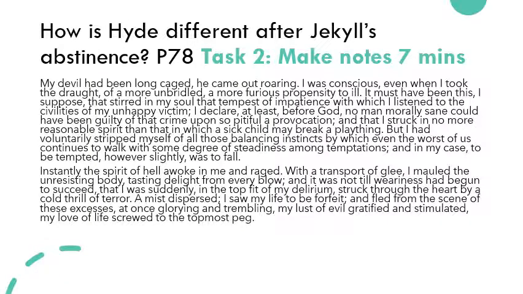Task 2, how is Hyde different after Jekyll's abstinence? Abstinence simply means not drinking, not going out partying, living a very ordered life. You're abstaining from all the fun things, if you like, or the things that can lead you down a dark road. So Jekyll takes these 2 months, doesn't he, where he lives a very morally high life, and then he finally succumbs.